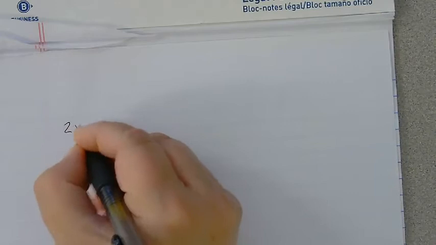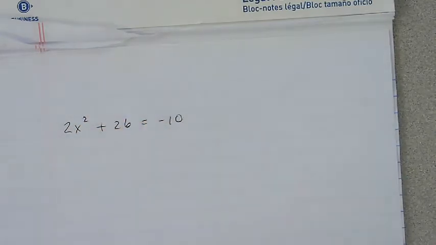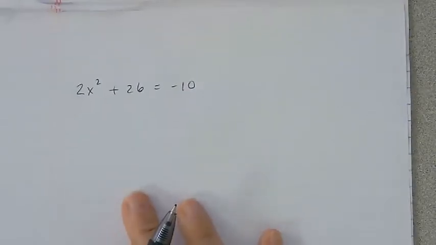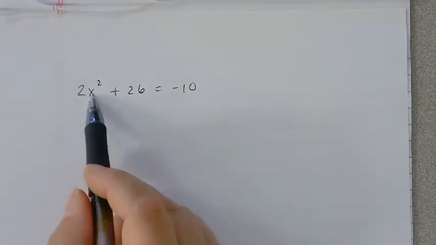So let's practice a couple of problems where we solve equations and we need to use imaginary numbers. So here's the first equation. 2x squared plus 26 equals negative 10. So I want to figure out what the solution is for x. I know there'll be two solutions because this is x squared.